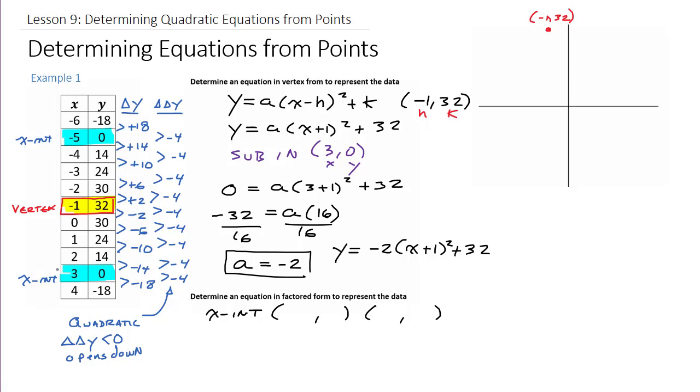Generally they give you the vertex or they give you the roots in word problems. So whether it's a table or a word problem, ask yourself, what did they give me? Did they give me the vertex? Did they give me the roots? Did they give me the y-intercept? What kind of points did they give me?